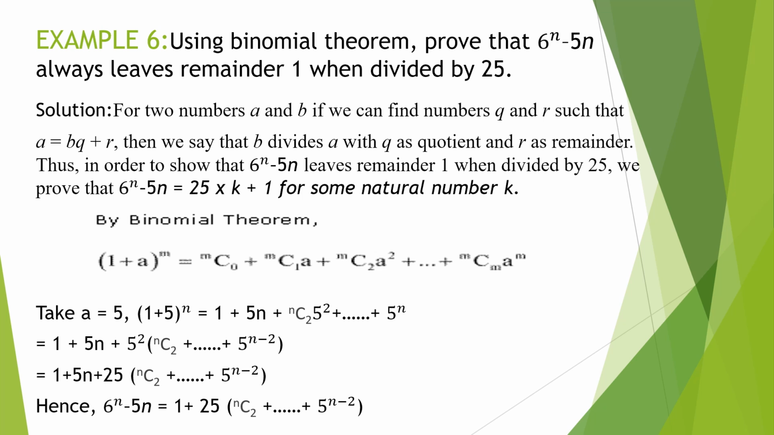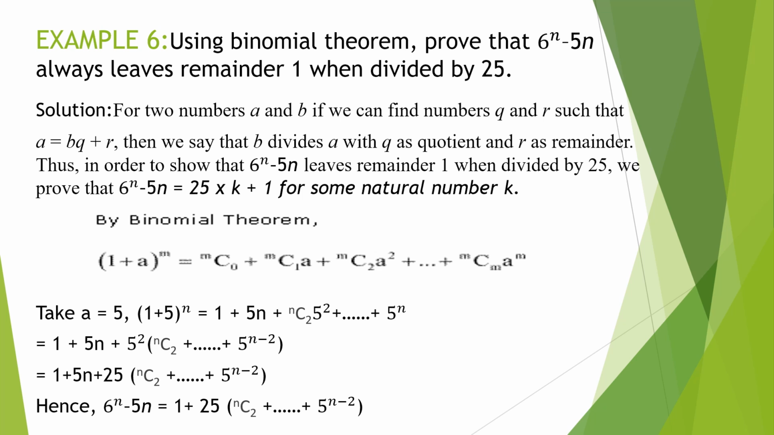Next example. Using binomial theorem, prove that 6 raised to n minus 5n always leaves remainder 1 when divided by 25. Now we have the fundamental theorem, if you remember, which we have already studied in previous standards.